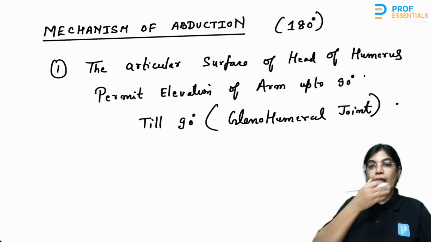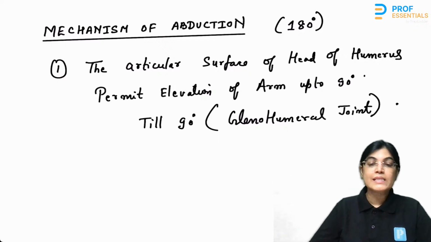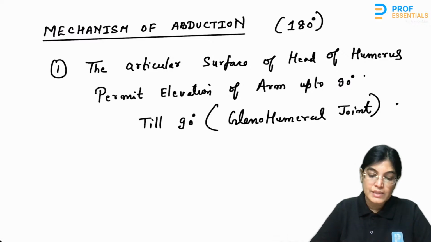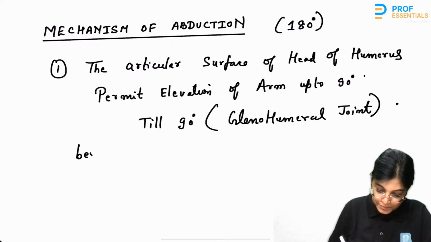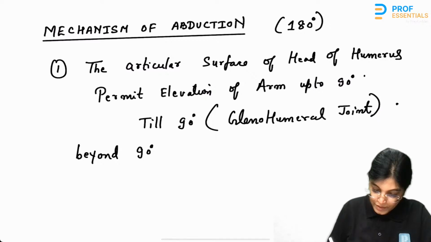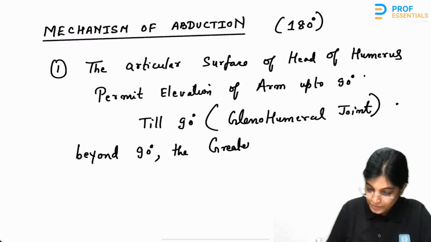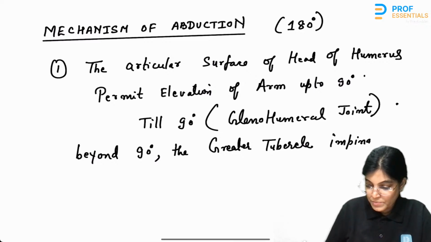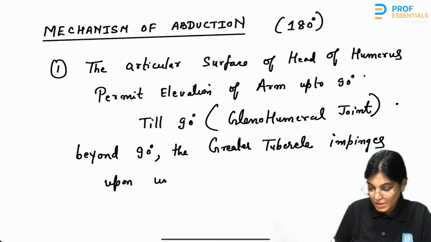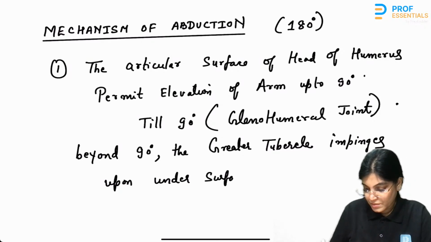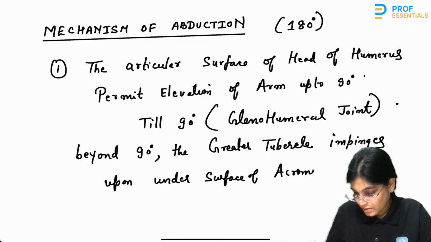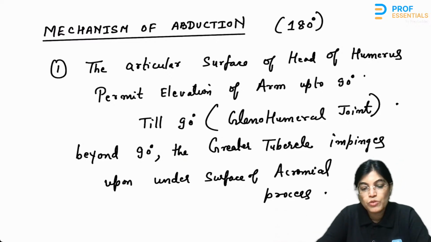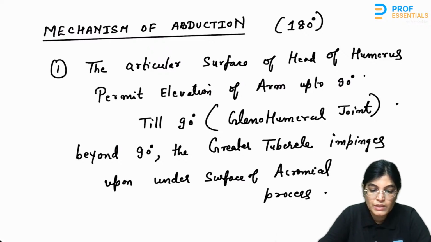At the glenohumeral joint, the articular surface of the head of the humerus can be easily elevated up to 90 degrees. Beyond that, the greater tubercle impinges upon the under surface of the acromial process. So for further movement to happen, lateral rotation of the arm occurs. So this impingement can be released.